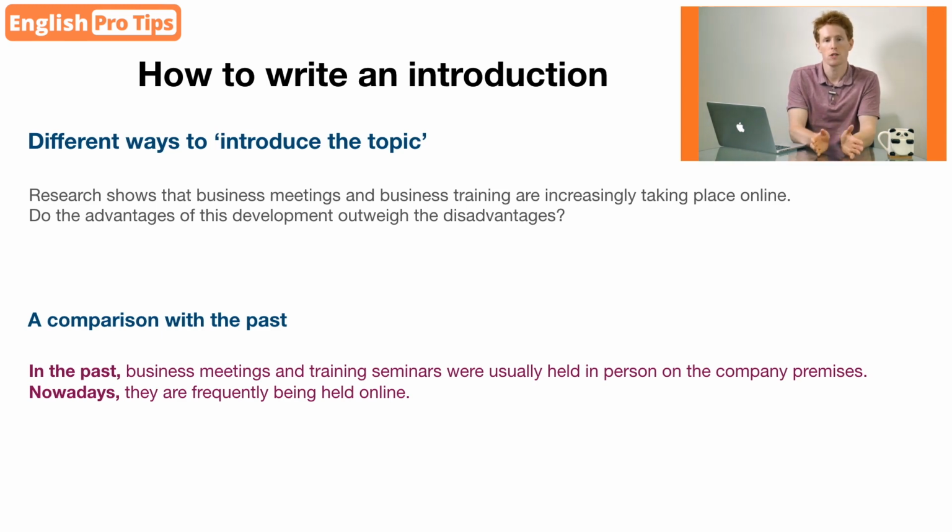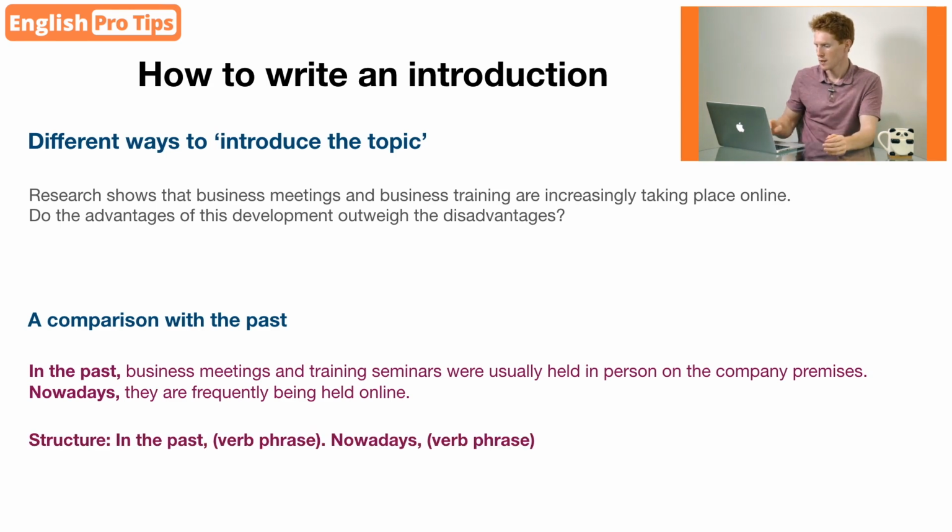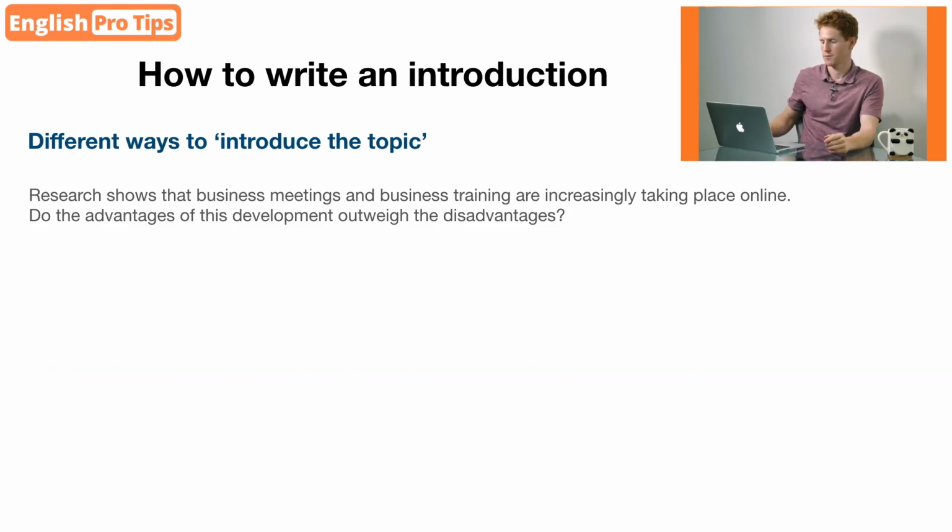So here we have 2 sentences that introduce the topic of business meetings being held online. And they follow a very simple structure. They have in the past, and then a verb phrase, and then a new sentence, nowadays, and then a verb phrase. Now, many IELTS questions compare the past to the present. It's very typical of IELTS. So this is a very useful structure that you can use in many Task 2 introductions. But there are other structures.